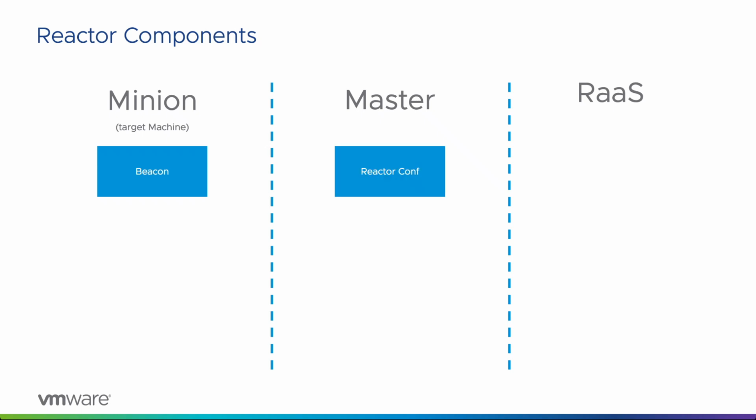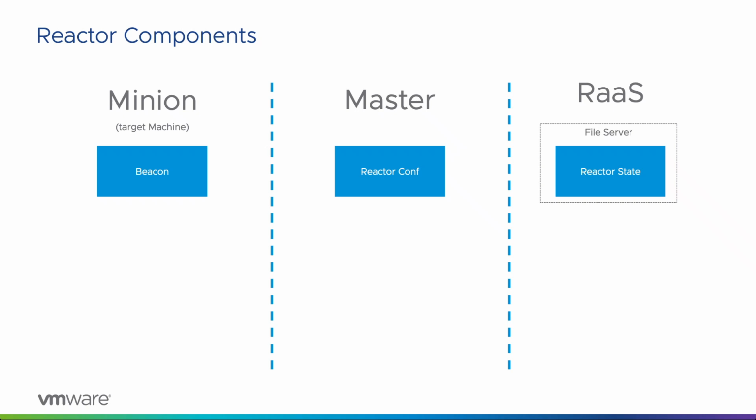The second configuration has to be done on the master. You have to modify your master conf or create a separate reactor conf file. This conf file is responsible for linking an event to a reactor state, meaning which action should be taken when a certain event occurs. The last configuration you have to do is creating a reactor state. The reactor state is a state file which contains the action that is taken when a certain event occurs.